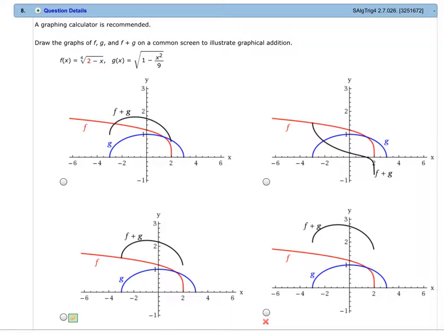A graphing calculator is recommended. Draw the graphs of f, g, and f plus g on a common screen to illustrate graphical addition. So we are to add the two functions, f of x equals the fourth root of 2 minus x, and g of x equal to the square root of 1 minus x squared over 9, and then choose which of the set of graphs is correct.